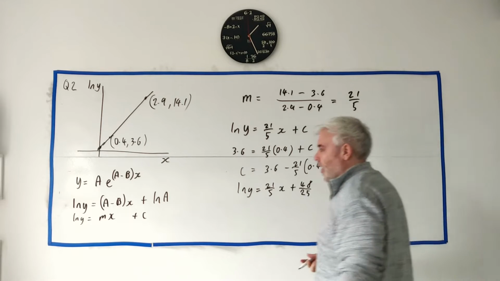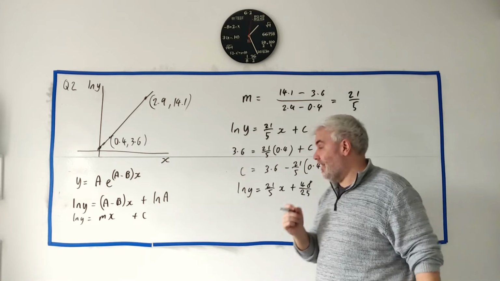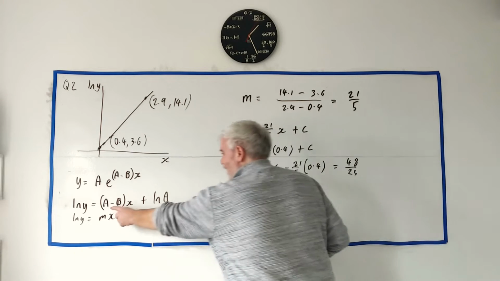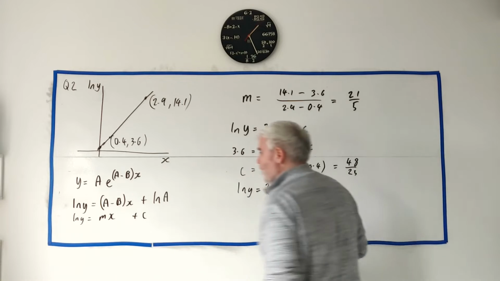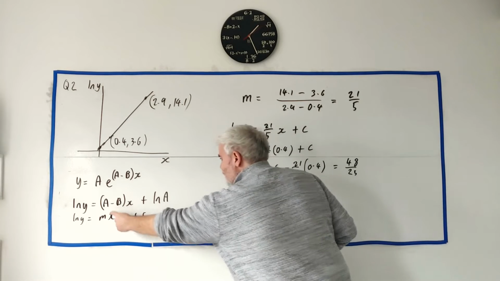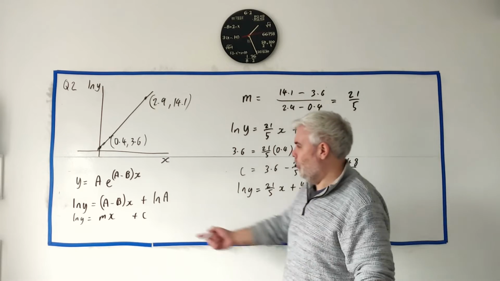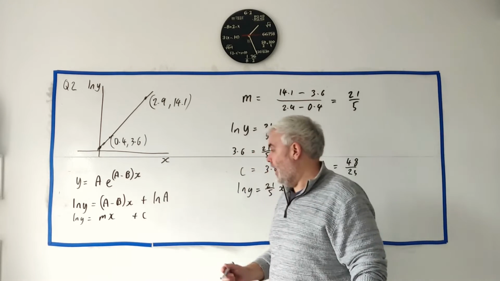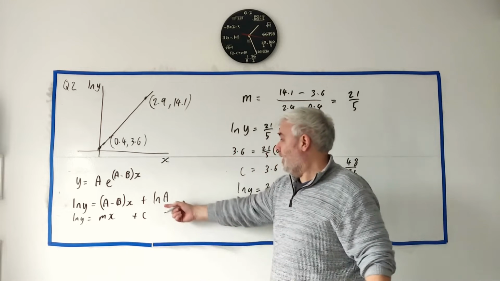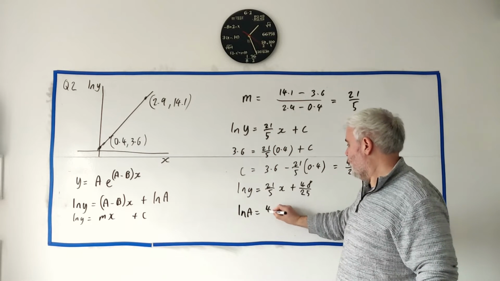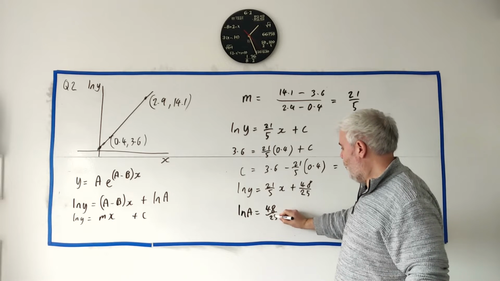Okay, you're getting a lot of marks already. Just to get yourself the last mark, we actually answer the question. So let's go back to here. We want to know a and b. a minus b equals 21 over 5. That's no use to us. We can't solve two things. But natural log a is equal to 48 over 25.